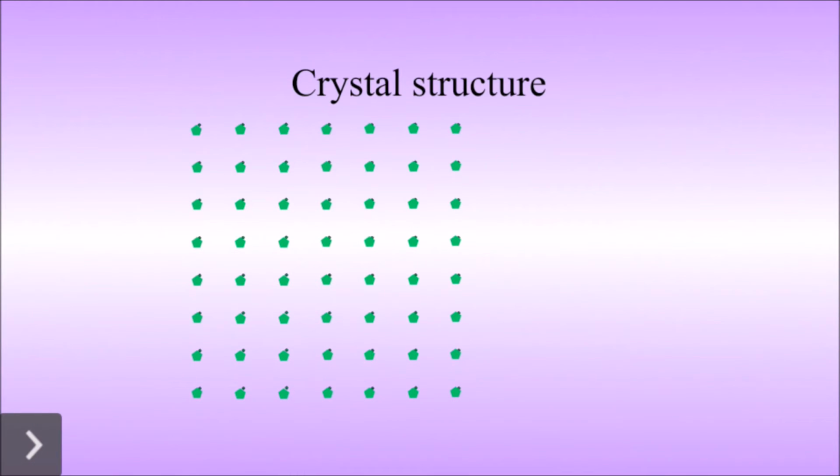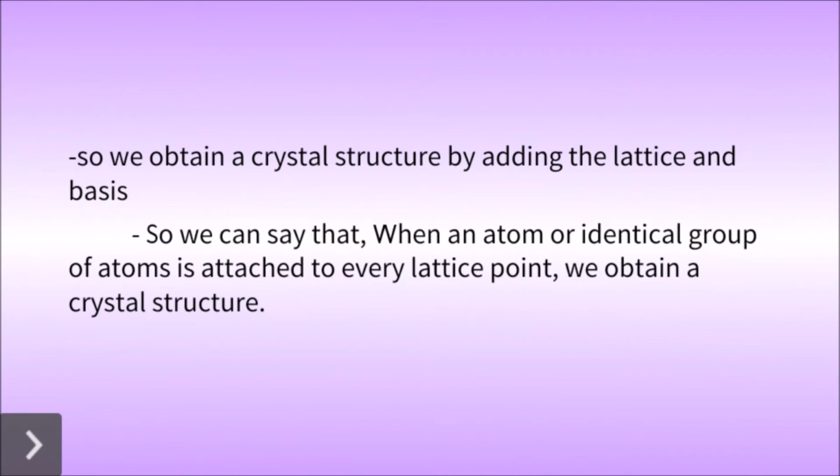The crystal structure is the regular arrangement of atoms, ions or molecules. This diagram shows the crystal structure. We obtain a crystal structure by adding a lattice and basis. So we can say that when an atom or identical group of atoms is attached to every lattice point, we obtain a crystal structure.